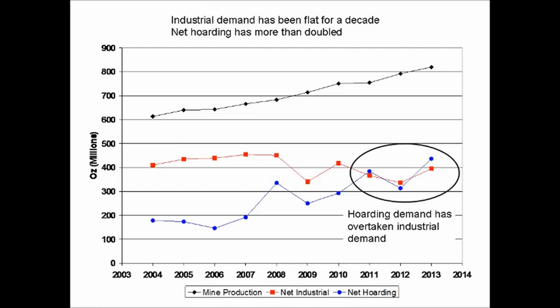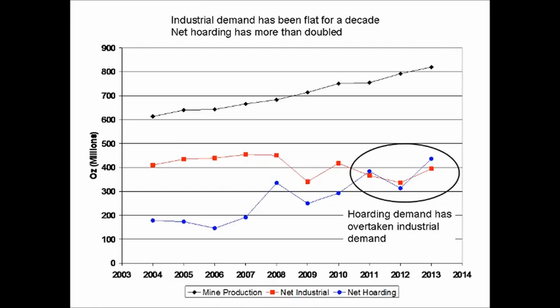Well, let's take a look at net industrial demand. I've calculated net industrial demand by subtracting the silver recycled from scrap every year from the amount used by industry. You can see that the net industrial use for the past decade has been fairly flat. In fact, since 2008, it's even declined a little bit.